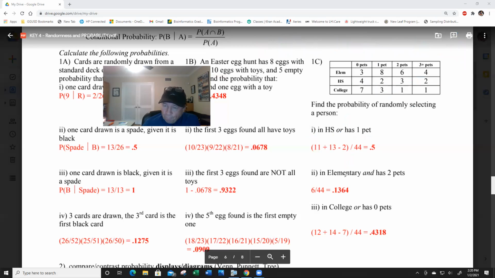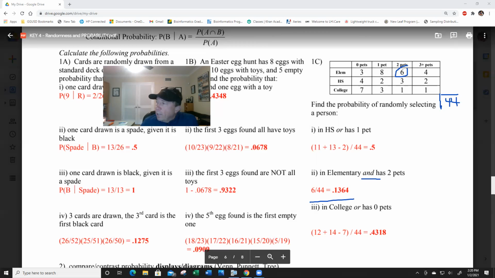In elementary, and has 2 pets. Now, and means multiply if they're independent, but I don't think this chart's independent. So this and means 2 different qualities. It's a 2-way table. In elementary, and has 2 pets, which is right there, 6. And by the way, the total on this table is 44 if you add the margins up. I didn't do that for you. Okay, so that's pretty easy. And then here we go.